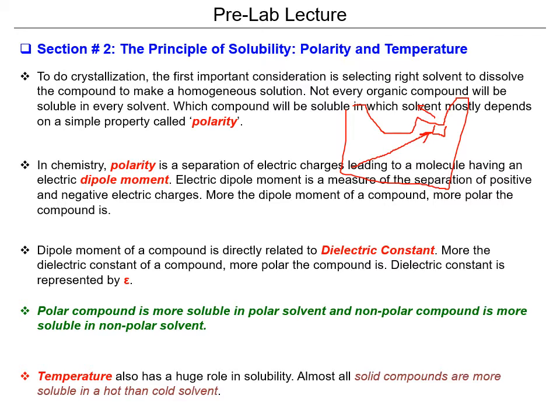The dipole moment of a compound is directly related to the dielectric constant. The dielectric constant of a compound is what determines how polar it is, and it's represented by this epsilon right here. A more polar compound is more soluble in a more polar solvent, and a nonpolar compound is more soluble in a nonpolar solvent. Finally, one other important thing to consider is that the higher the temperature of the solvent, the more likely a compound is to dissolve in it.